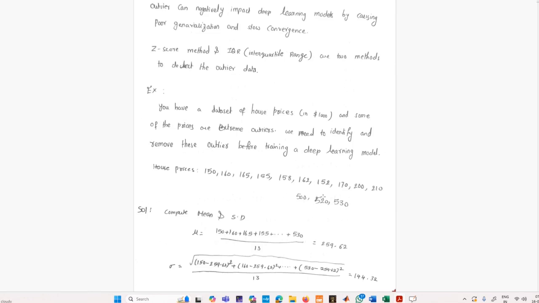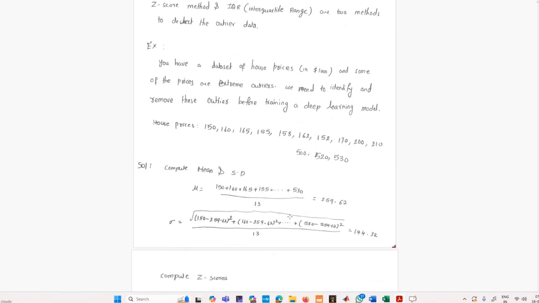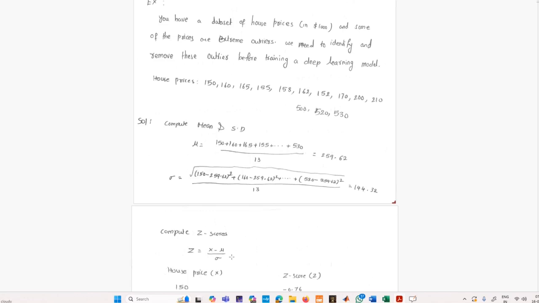Before dealing with the z-score, first the z-score formula is (x minus mu) by sigma, where mu is the mean and sigma is the standard deviation. All of you know that mu is the summation of all the samples divided by the number of samples, which gives 259.62. The standard deviation is the square root of the sum of the squared differences of each sample from the mean, divided by the total number of samples. The standard deviation we obtained is 144.32.